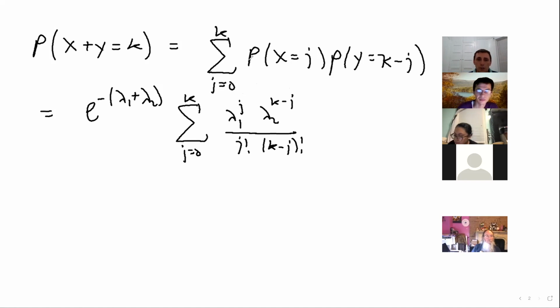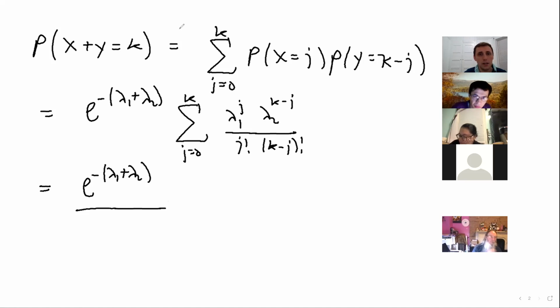You see where I got the j factorial? It's because when x is equal to j, the probability is Poisson: lambda to the j divided by j factorial times e to the minus lambda 1. And correspondingly, we have this calculation here. Now you look at this and it looks very much like binomial. Do you agree? Because a binomial is k choose j multiplied by the first term to the j, the second term to the k minus j. So I want to place here a k factorial. If I place here a k factorial, I can write it as e to the minus lambda 1 plus lambda 2, divided by k factorial.